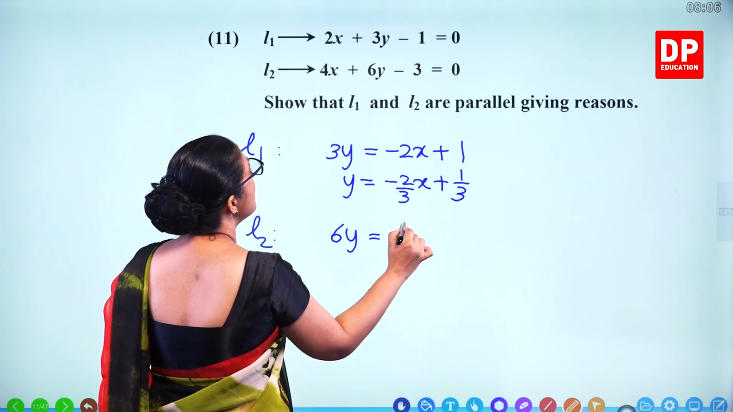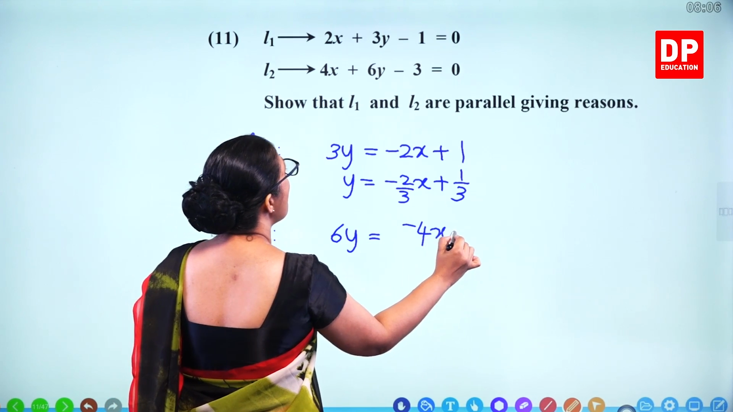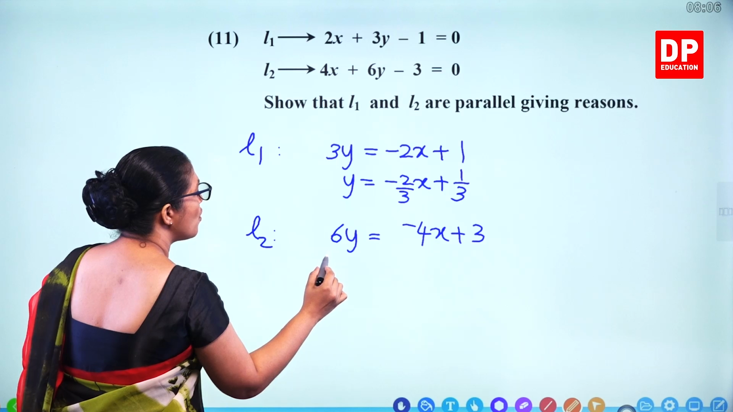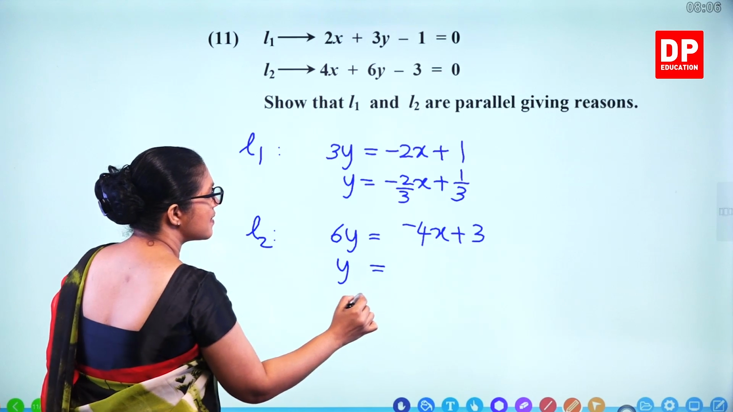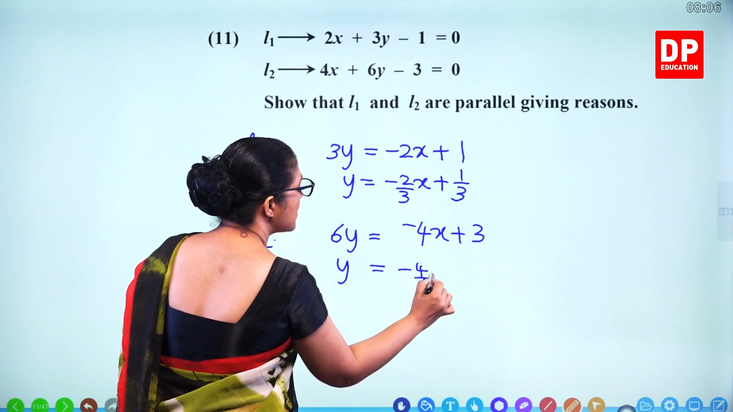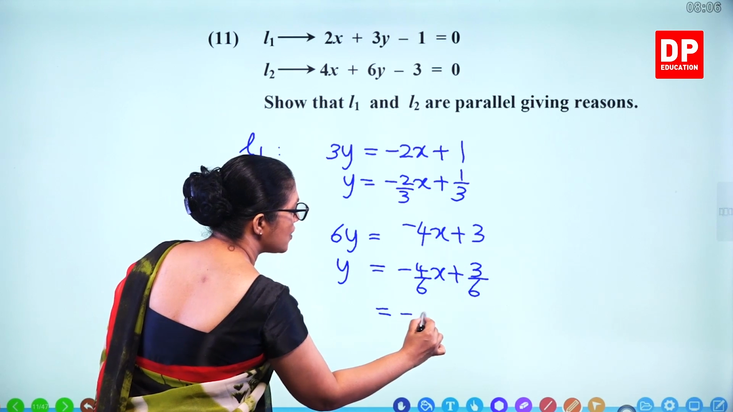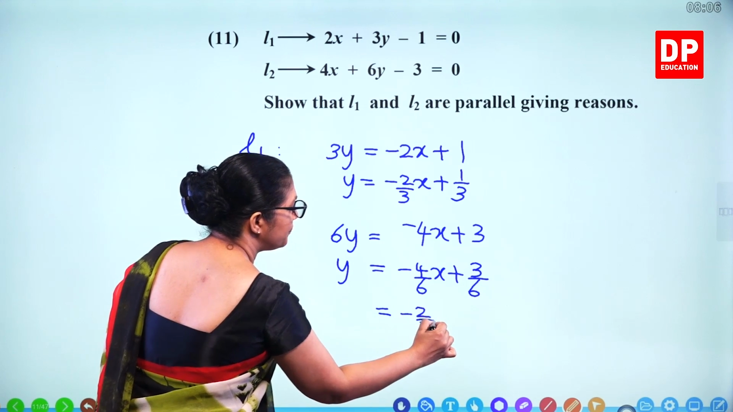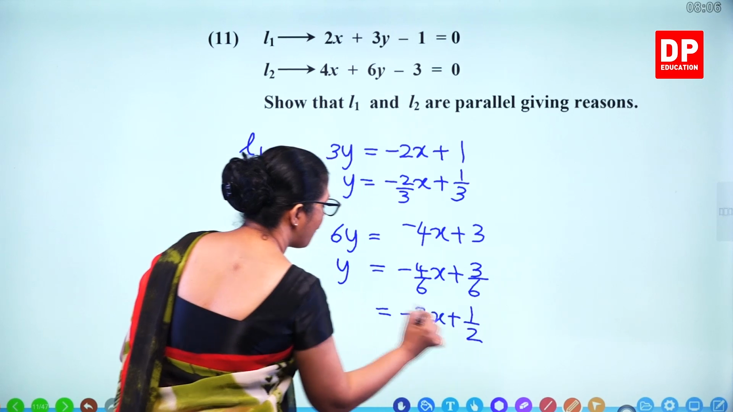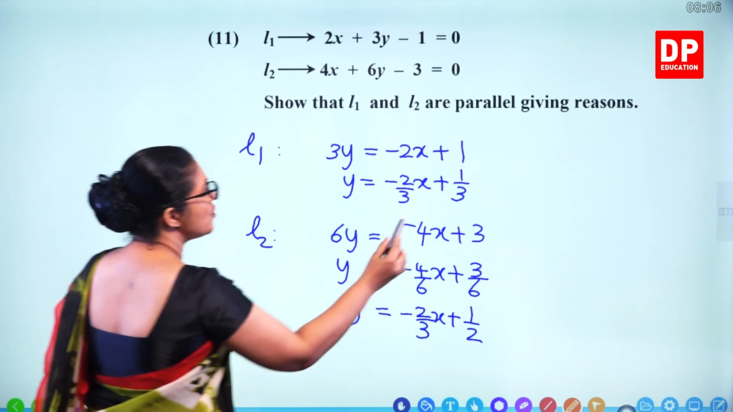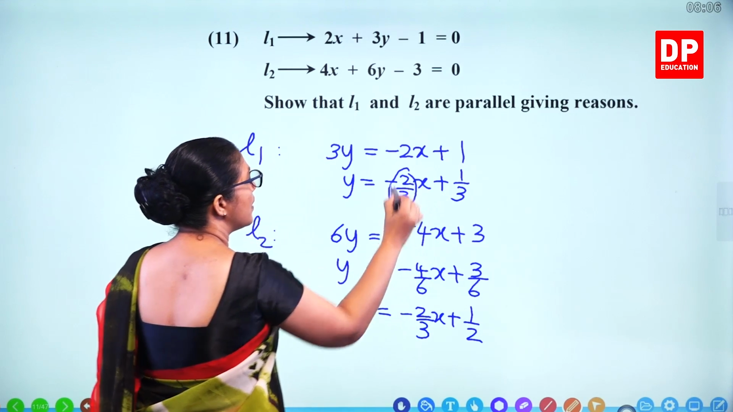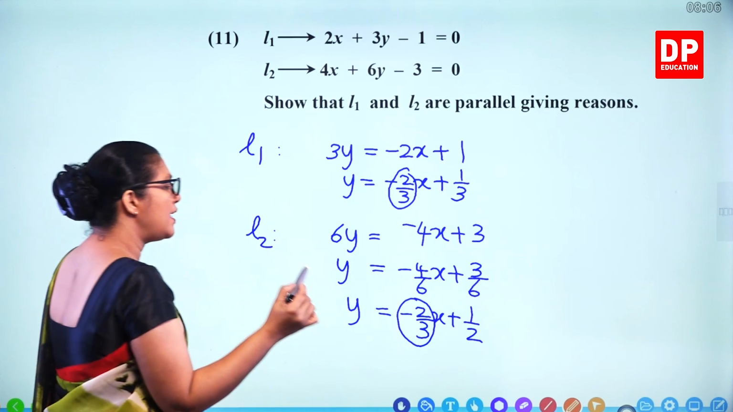6y becomes minus 4x plus 3. Divide both sides by 6. Minus 4 over 6 x plus 3 over 6. You can simplify. Minus 2 over 3. Divide by 2, half. Now, what can you say about the slope or the gradient?